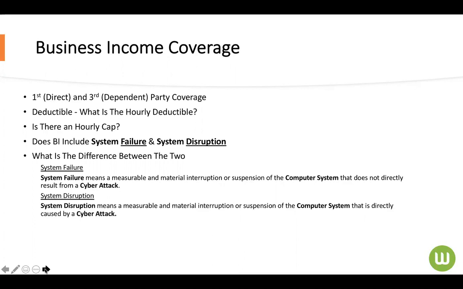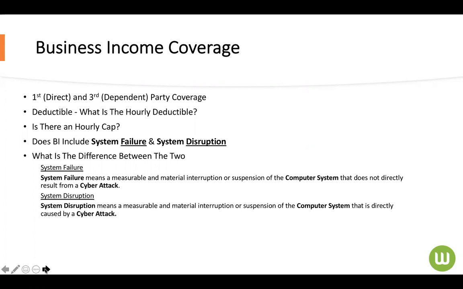And then you get into systems disruption, and that means a measurable and material interruption or suspension of the computer system that is directly caused by a cyber attack. So as Heather mentioned, there's a ransomware attack. You're down for 5 days, you can't operate, and you're losing business income. That would apply in this case, and you would have business income coverage from a system disruption.